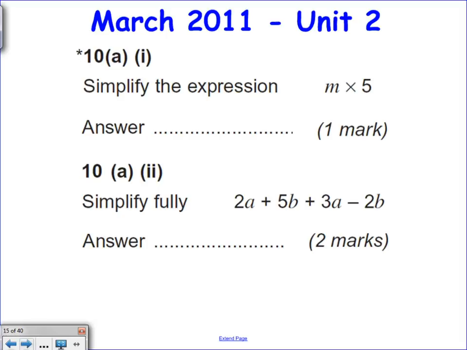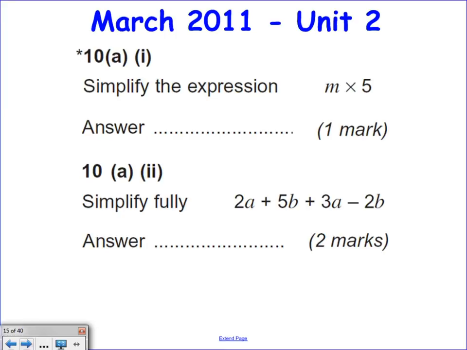Here's one from an exam. Unit 2, March 2011. Question 10, it's quite far in the exam. The first bit relates to something we did yesterday, so put the correct notation for m times 5, and here's a simplification question. Pretty typical. They're not going to flower algebra up for you in the exam. They're just going to ask you straight out, simplify this. Just like that. So, let's simplify this fully.